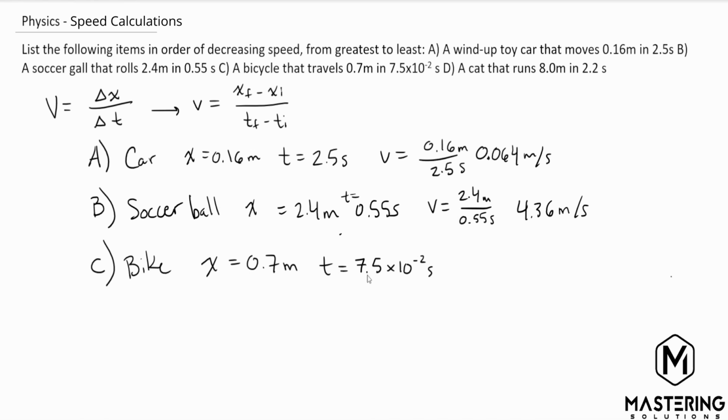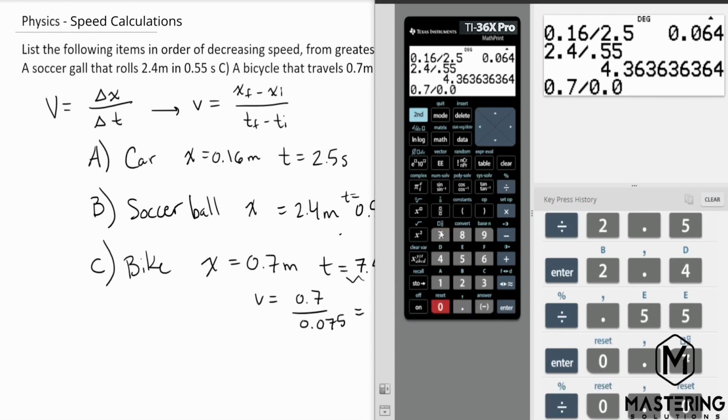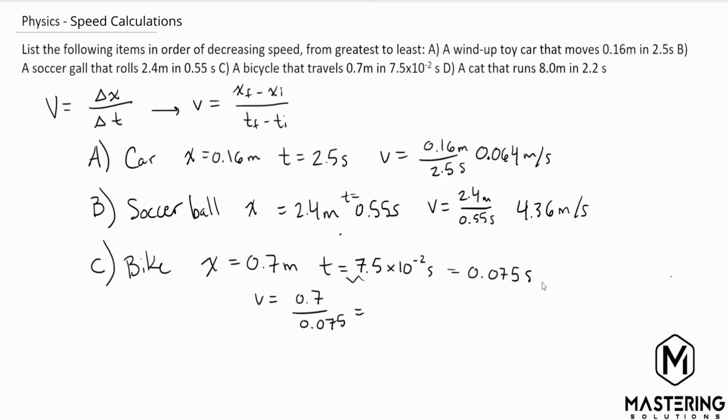So when we have negative 2, that's smaller, so we're going to move the decimal 1, 2. So that gives us 0.075 seconds. Then the velocity for the bike is 0.7 divided by 0.075, which gives us 9.33 meters per second.